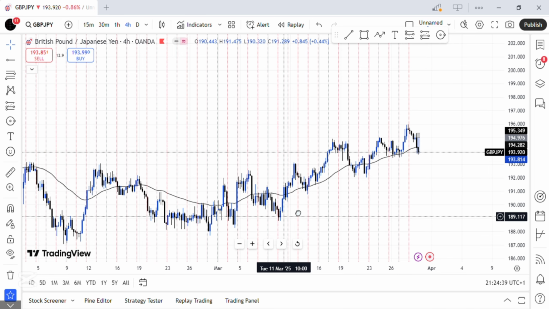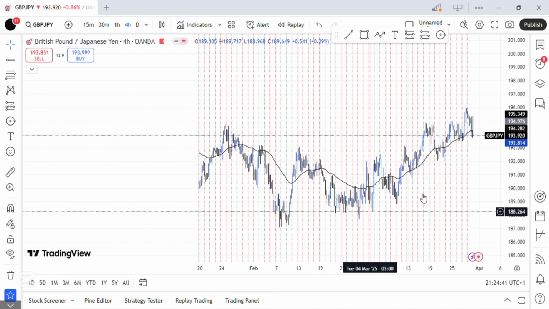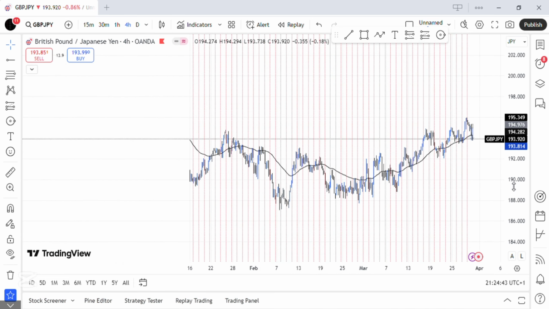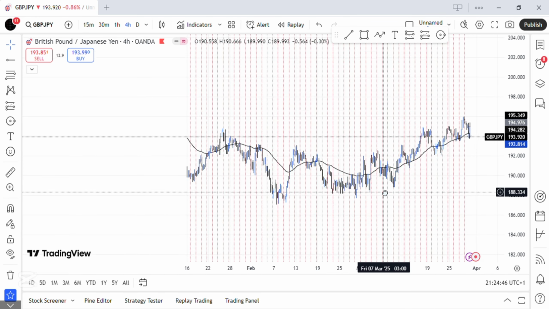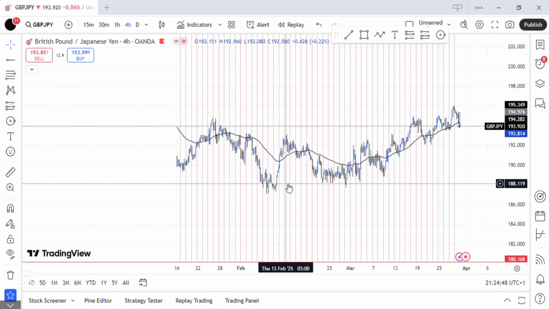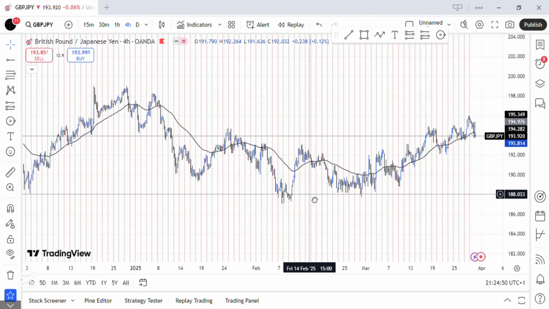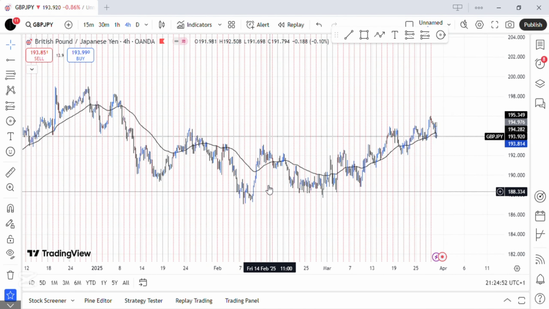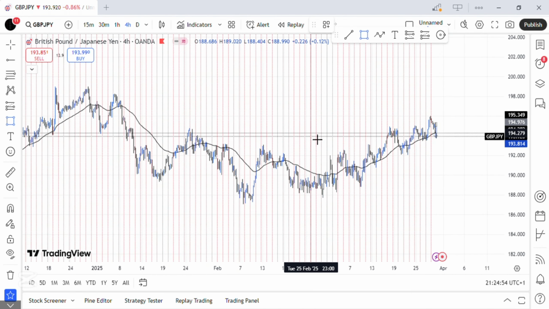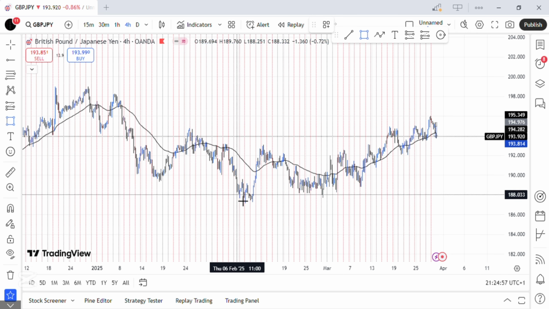So on this 4 hour time frame, what am I looking for? I'm looking for a support and a resistance, a chart pattern, a candlestick pattern, anything at all that can help my price action strategy. Looking at this, there's a very good support zone. Remember what I said about zones.